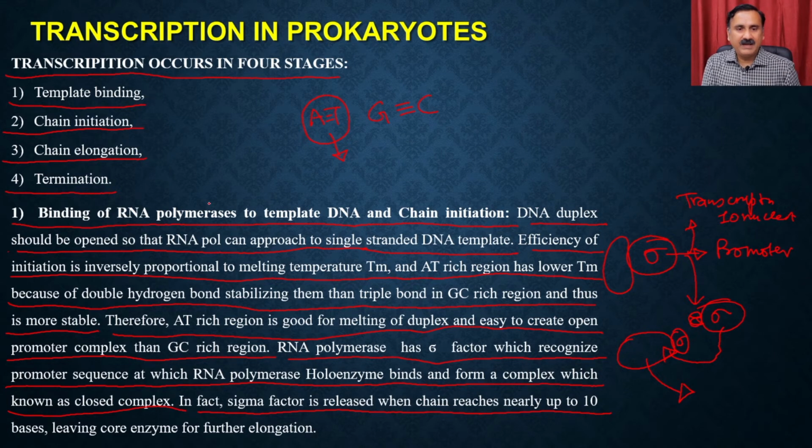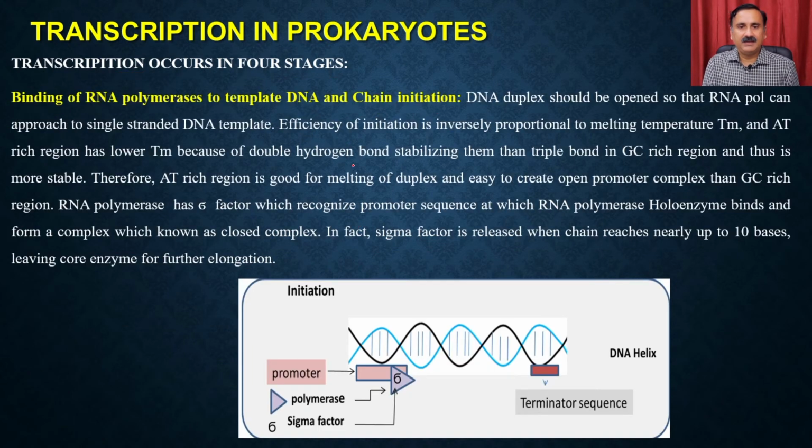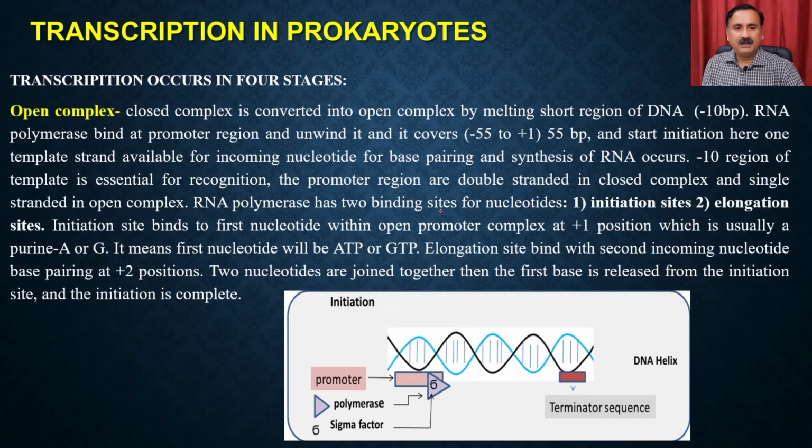Now once the binding of the RNA polymerase and the chain initiation is done, it is going to enter the next phase. In the next phase, we have the binding of RNA polymerase to the chain initiation, which we have already discussed. Then we are going to form the open complex.